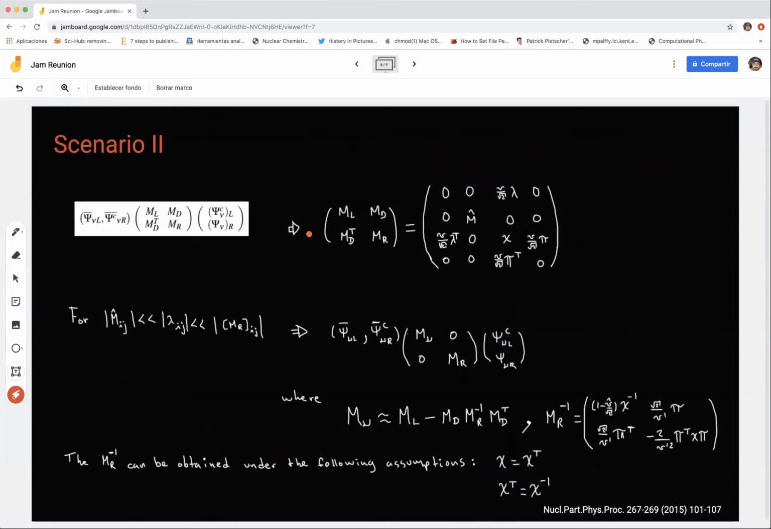For scenario 2, the seesaw mechanisms simultaneously consider the standard and mirror neutrinos. In this case, the results are also presented and ready for the final diagonalization process.